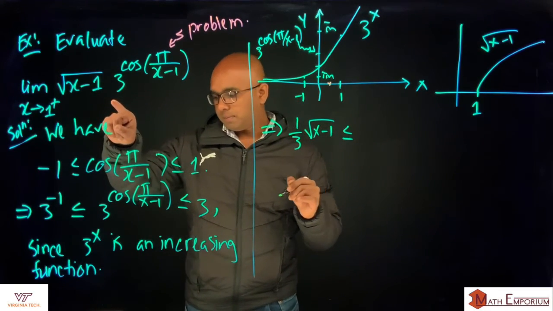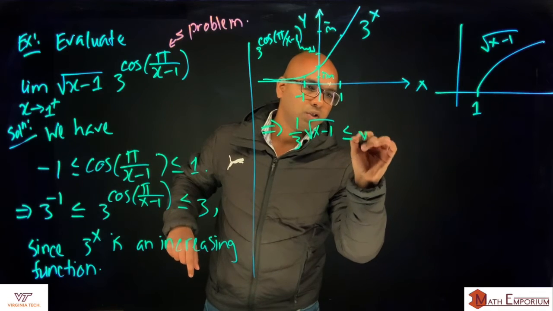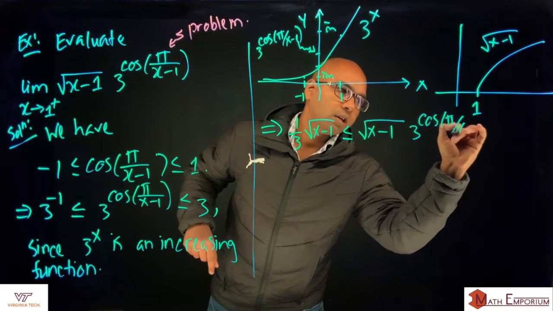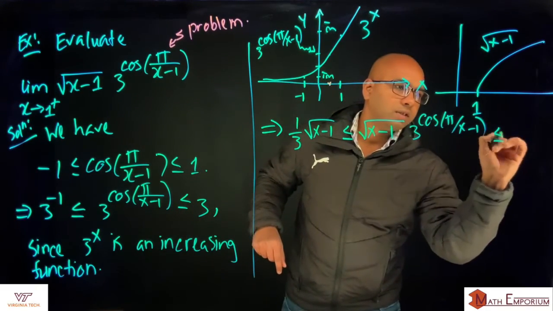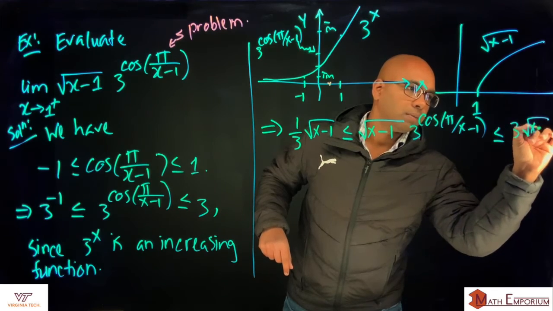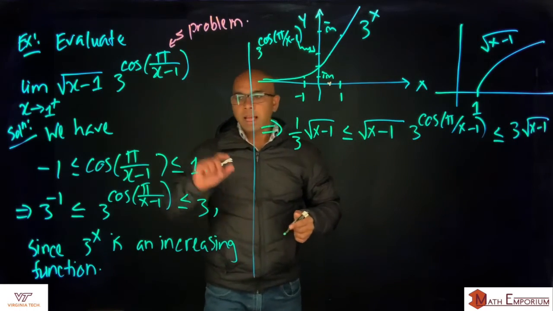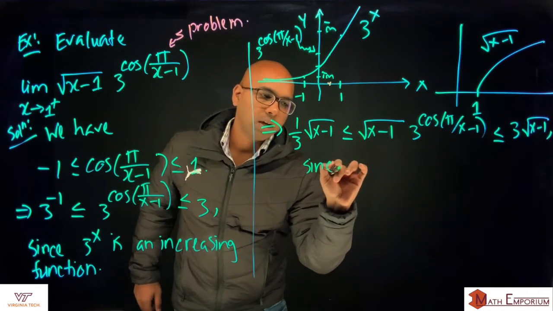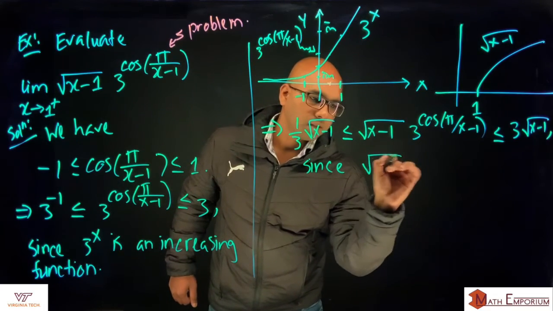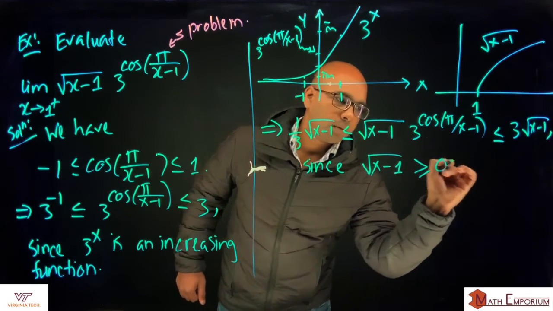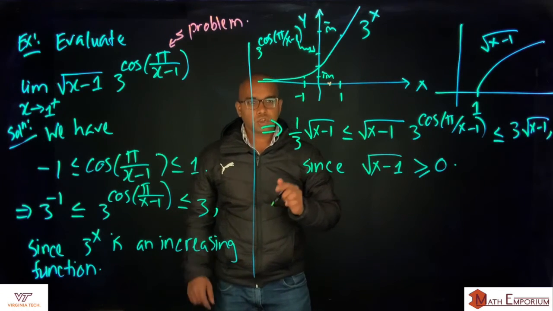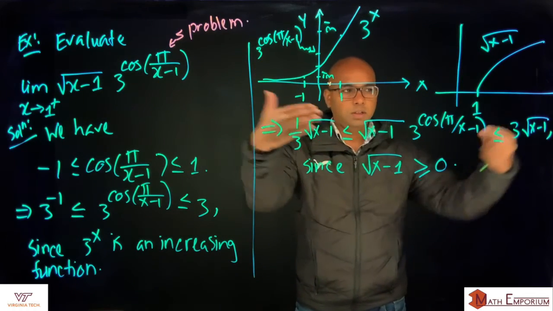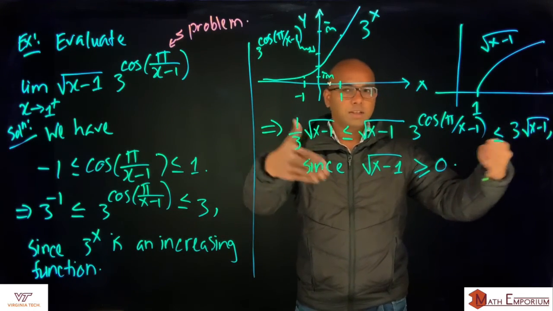And then this is going to be our function, square root of x minus 1 times 3 to the power cosine pi over x minus 1. And finally, this is going to be 3 times the square root of x minus 1. Does it make sense? And why will the inequality signs be preserved? Since you need to justify every time you have some inequality, since the square root of x minus 1 is positive or 0. So what we have done here, we have trapped our function in between two other functions whose limits are easy to calculate.